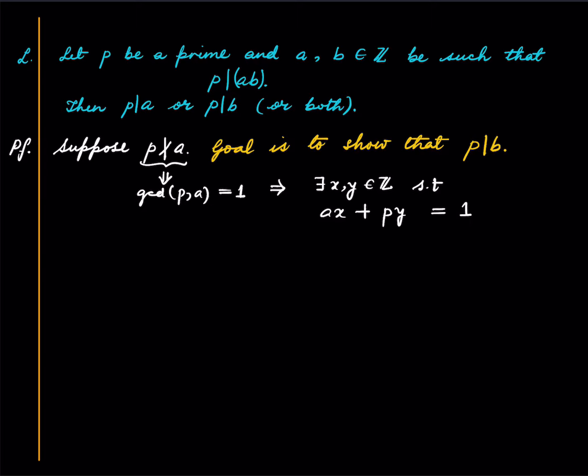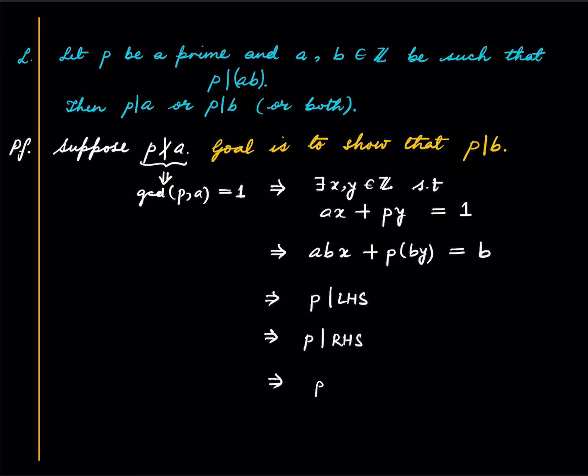And here is a very interesting step. We multiply both sides by b. This is equal to b. Great. And now notice, p divides, of course, pby, and by hypothesis, p divides ab. So p divides the left-hand side, which implies p divides the right-hand side, which implies p divides b. And that's it. That's the end of the proof. Very nice proof. I really like this proof.